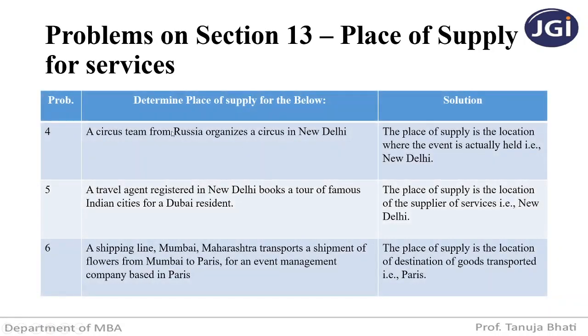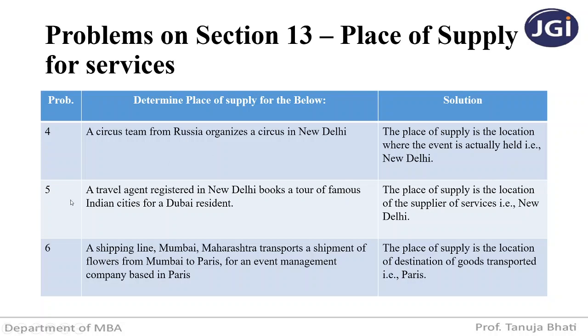Next, a circus team from Russia organizes a circus in New Delhi. Why am I saying that you need to apply section 13? Because either of the parties is outside India. So the place of supply is going to be the location where the event is actually held, that is New Delhi. Even in the exam, if you don't remember the section, it is okay, but you need to write the correct place of supply with the correct explanation.